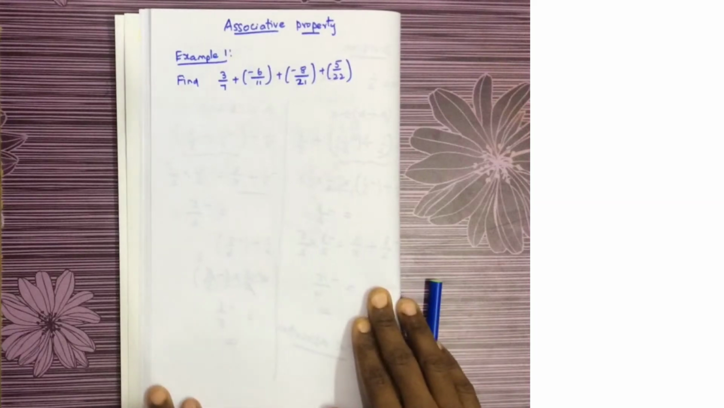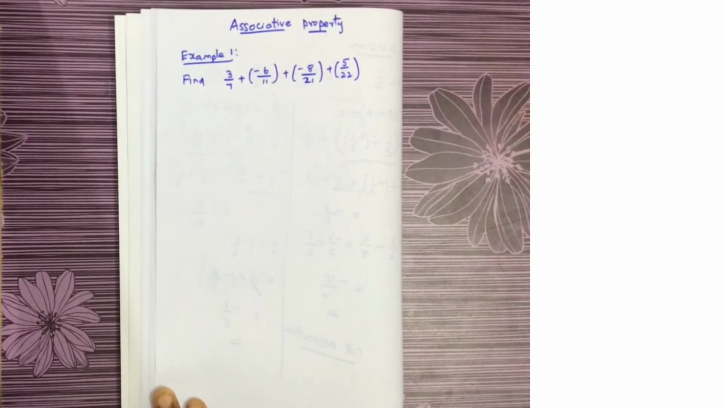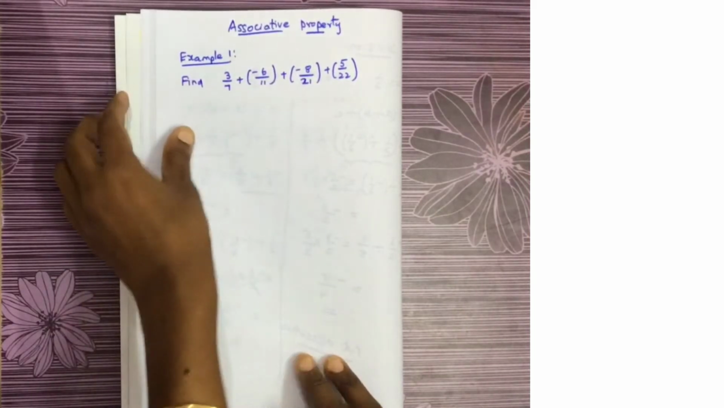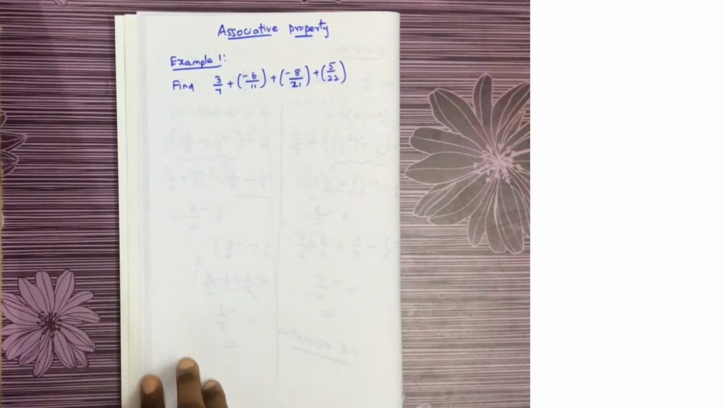Good morning. Last class we studied the associative property. In this class we are going to do some examples using the associative property, so you can understand the advantage of using it. So here is example one. This is from your book.